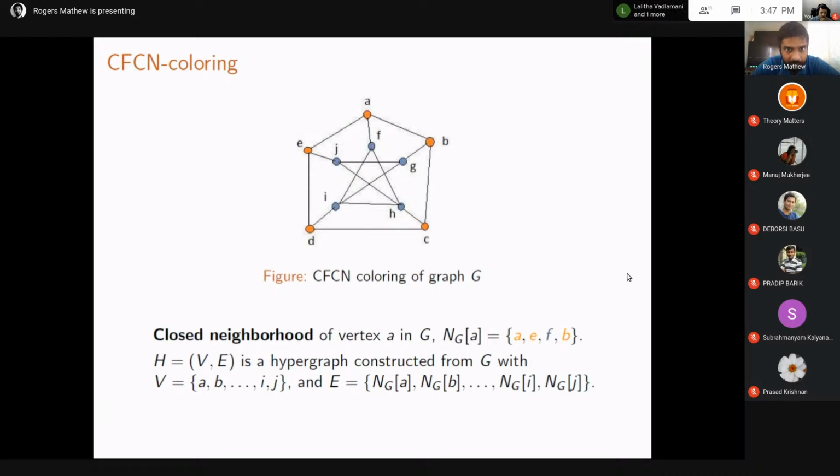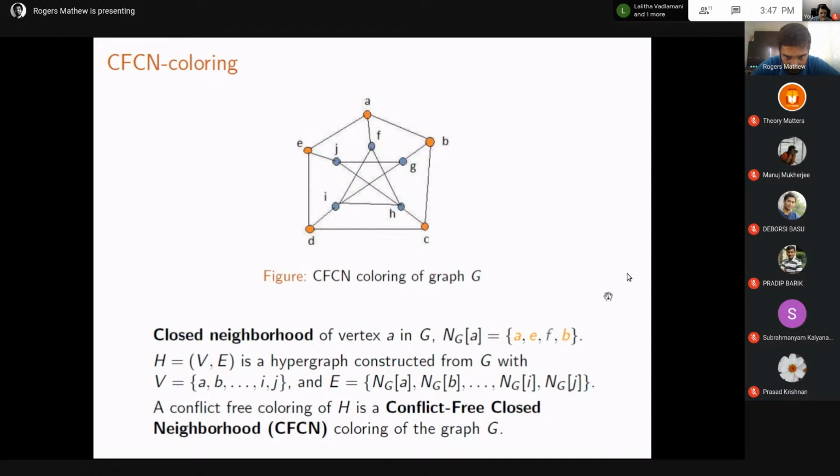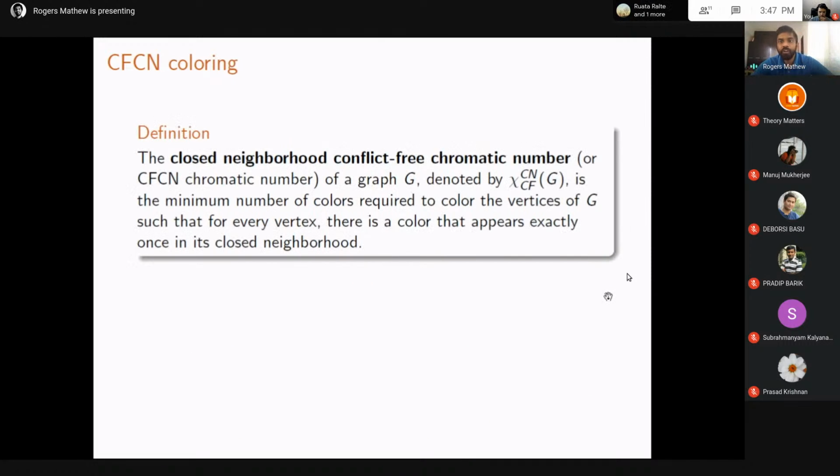This is the formal definition, and this is the notation we are going to use: chi CFCN. Chi is generally the notation used for chromatic number, CF stands for conflict-free, and CN stands for closed neighborhood. We are interested in the minimum number of colors required to color the vertices such that for every vertex, there is a color that appears exactly once in its closed neighborhood.